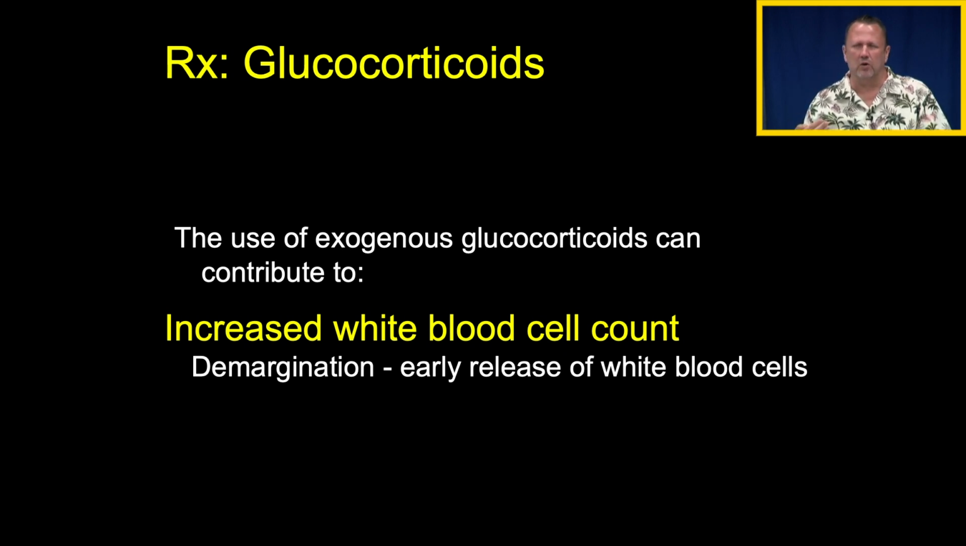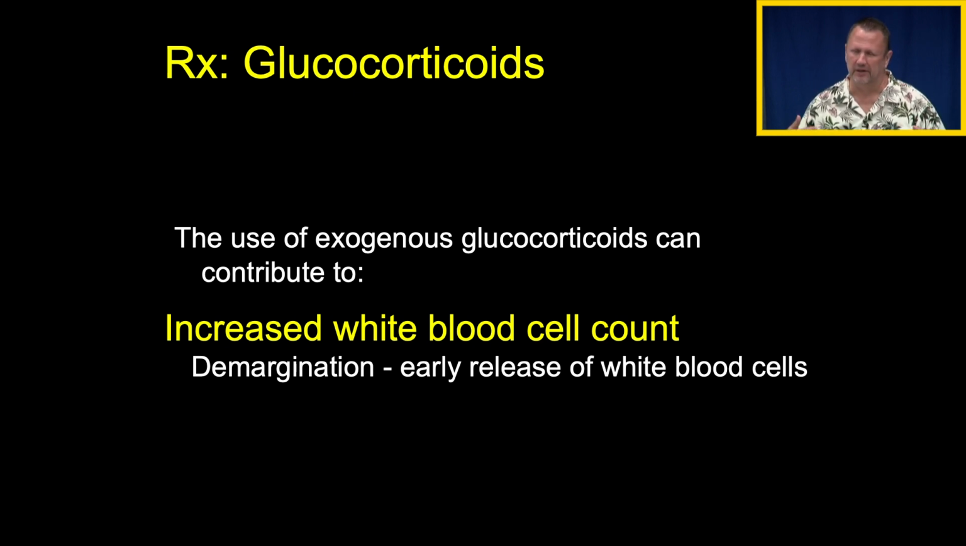Well, glucocorticoids will cause these white blood cells to leave the margins and go into circulation. That's what demargination is: coming out of those marginal spaces and getting into the blood supply. We'll also see this in the bone marrow, where the white blood cells will be released at an earlier stage. So when we're using glucocorticoids, we might see an increased white blood cell count. And so you'll have to be careful.